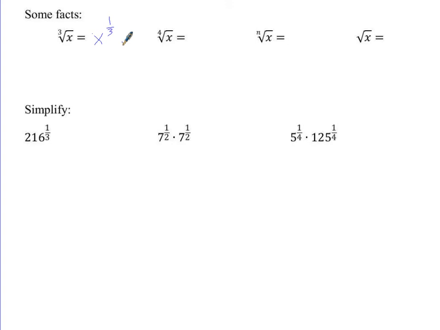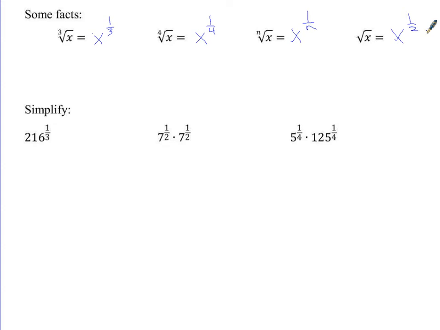So based on that knowledge, what would you say the fourth root of x is equal to? X to the 1/4 power. Good. And based on that knowledge, what would you say any index, any nth root of x is? X to the 1 over n power. X to the 1/nth power. What about the square root of x? Yes, it's x to the 1/2 power.